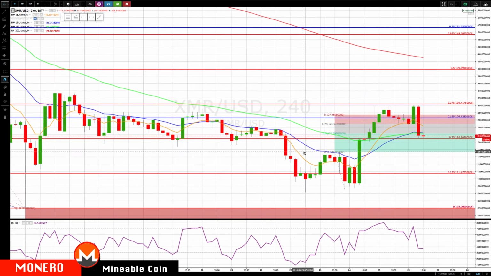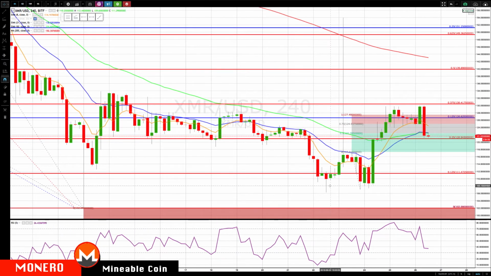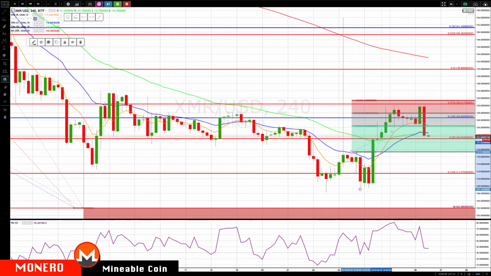Switching over to Monero. Monero, we had this nice little double bottom pattern, ignoring this spike high, which I believe was a bad tick. So it went from these lows to the high here, which gave us 3 targets and the prior resistance level, which came up to 127, which we got just above, and then spiked above again, and now starting to drop. And what's interesting, now we have a double top pattern. So I'll show you that.